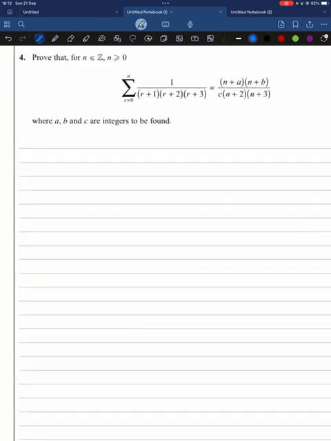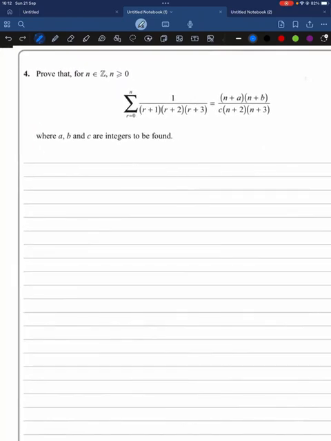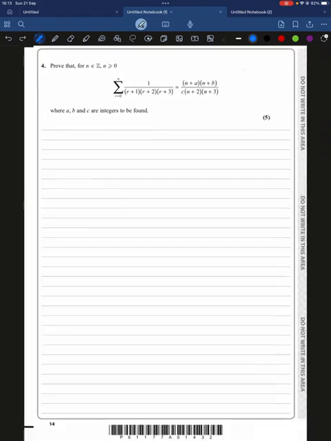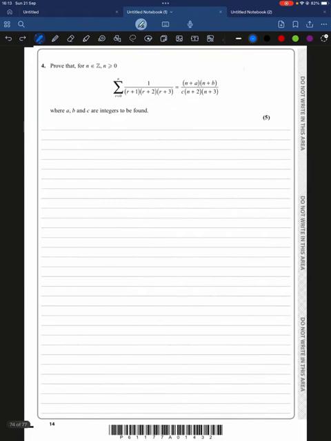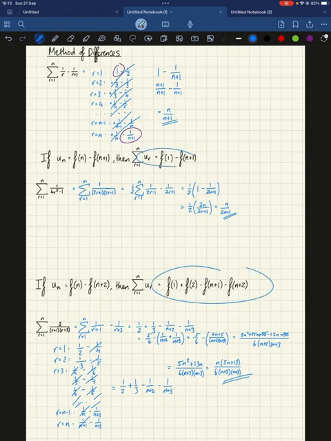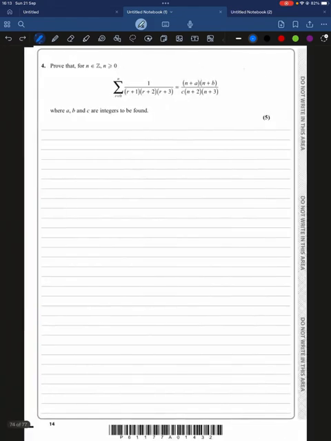Alright, so now some exam questions on method of differences. So, we have to prove that this sum is equal to that. Now, 1 over (r plus 1)(r plus 2)(r plus 3) is not in any of these forms that we've just done over here. So what on earth do we do? We can't use any of these quick formulas. We'll just use the method of differences.